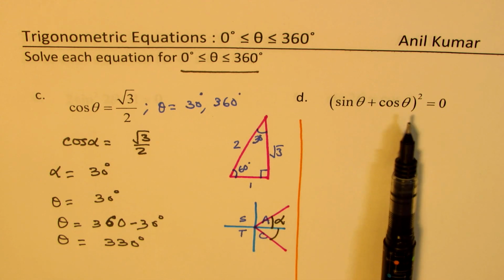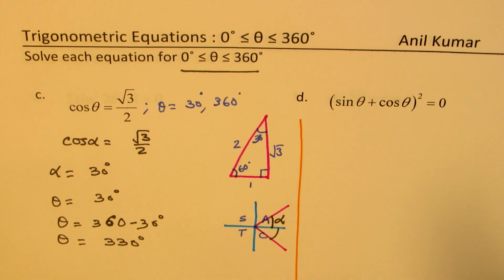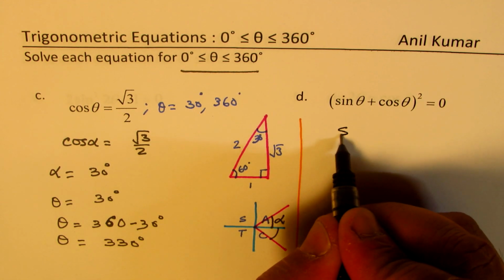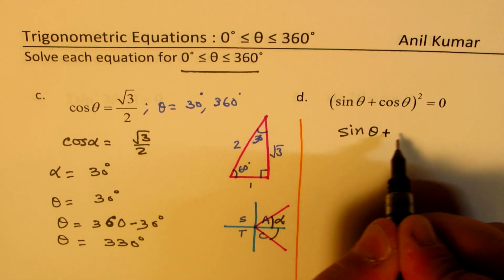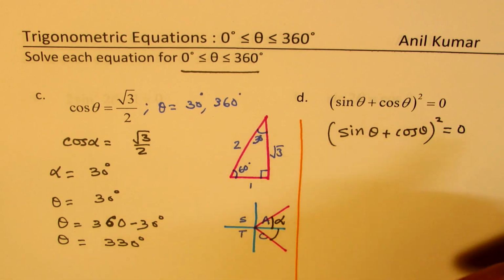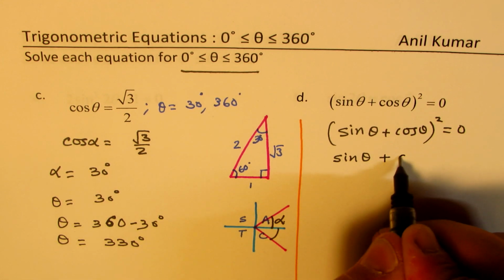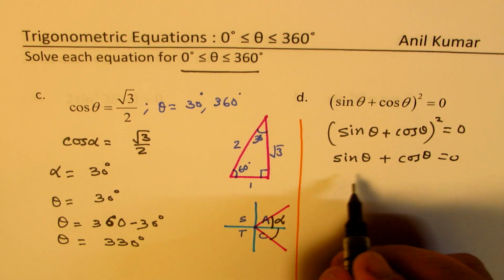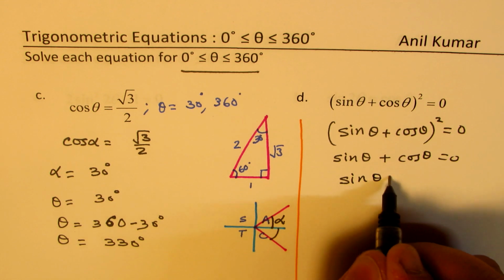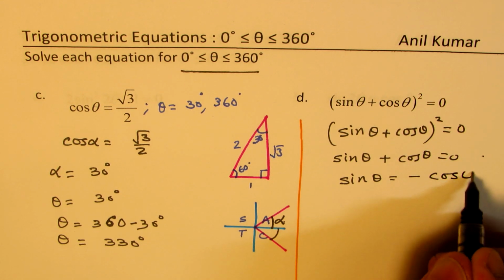Sin theta plus cos theta whole square equals 0. You need to find the value of theta. Okay, so what we can do here is, let's rewrite this. We have (sin theta plus cos theta) whole square equals 0. That basically means that sin theta plus cos theta equals 0, or we can say sin theta equals, taking cos theta to the right side, minus cos theta.